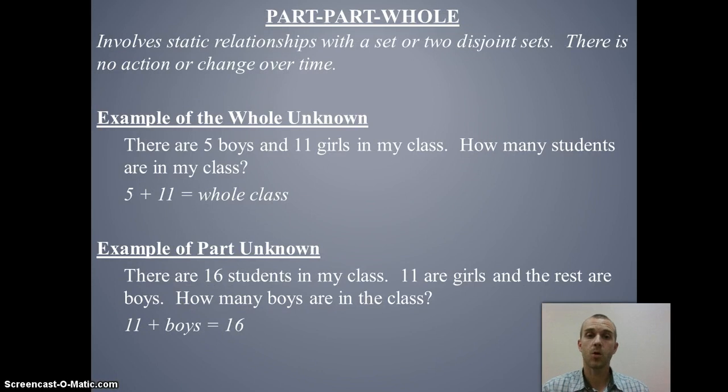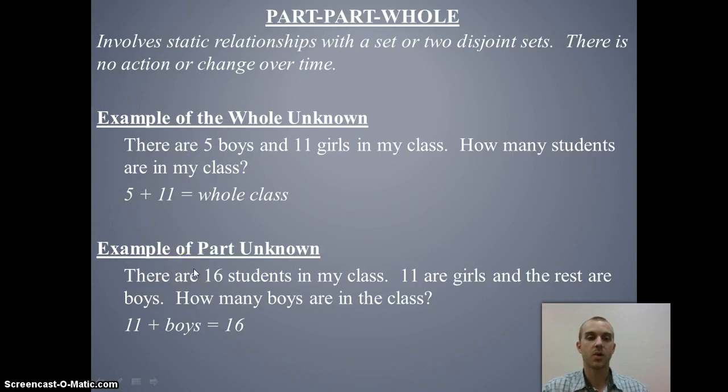With part-whole problems, we're involving some relationship between a set or two distinct sets. There will be no action and no change. And we could either not know what the whole is, or we may not know what one of the parts are. For example, I have 5 boys and 11 girls. How many are in my entire class? The whole class. So I set that up, 5 plus 11 equals the whole class.